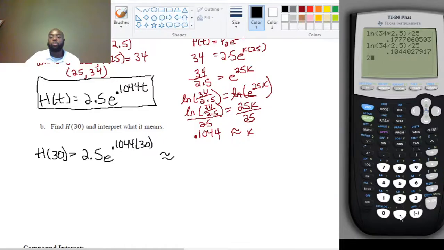So I'm going to do 2.5 times E. Remember, your E is second ln. They're inverses of each other, so they're using some of the same buttons on your calculator. I'm going to use my answer feature so that I can have this exact value saved. So I'm going to do second, the negative sign. You see that A and S that represents answer. And that's multiplied by 30. And I get 57.304.